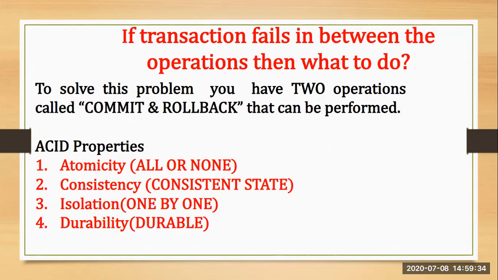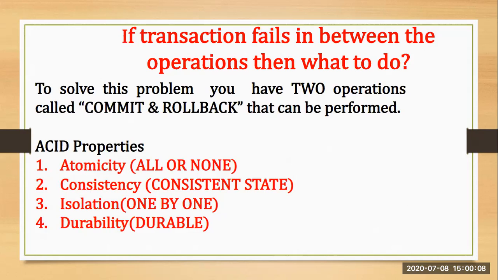Commit says what? If all the operations in the transaction are completed successfully, then commit those changes to the database permanently. I'll repeat again: if all the operations in the transaction are completed successfully, then commit those changes to the database permanently. Whereas rollback says what? If any of the operations fails, then roll back all the changes done by the previous operations so that you can ensure data integrity during the transaction.